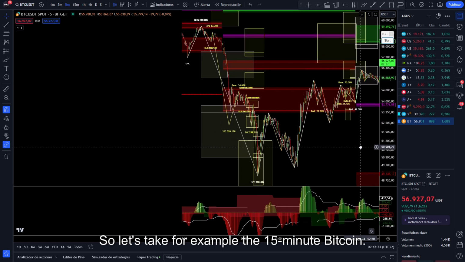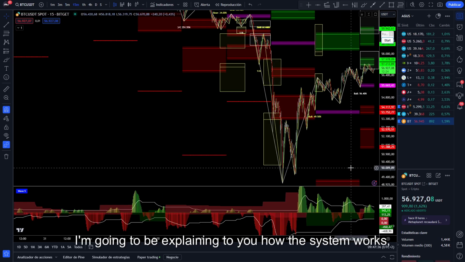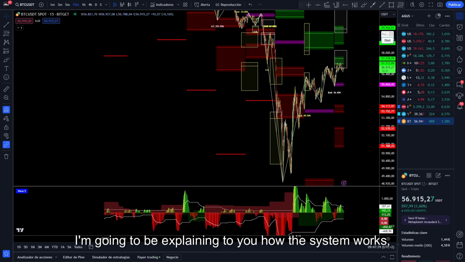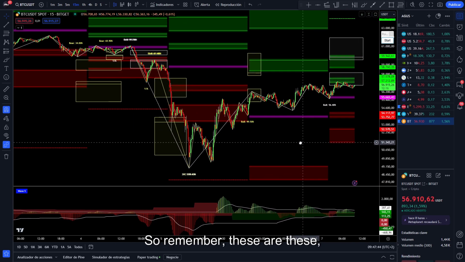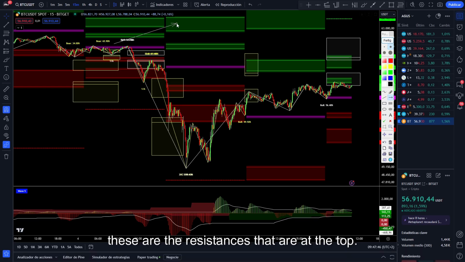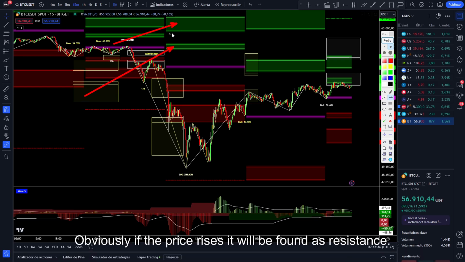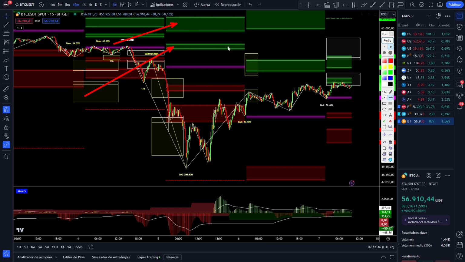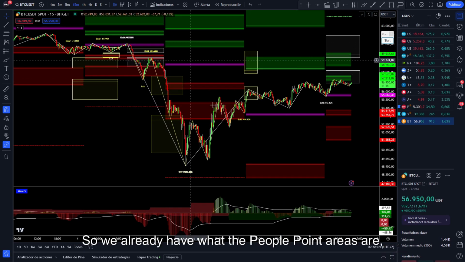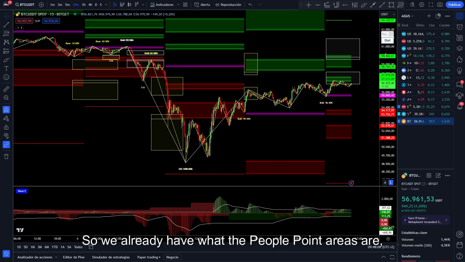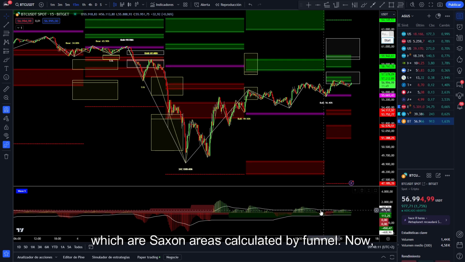So let's take, for example, the 15-minute Bitcoin. I'm going to explain how the trading system works. You know what the zones are. So remember, these are the resistances at the top. Obviously, if the price rises, it will find resistance. These are from here and these are from here. If the price goes down, the possible supports would be this and the last one. So we already have the pivot point areas.